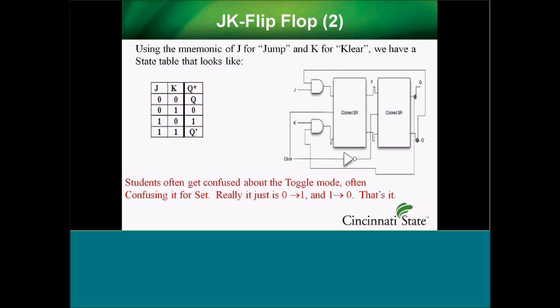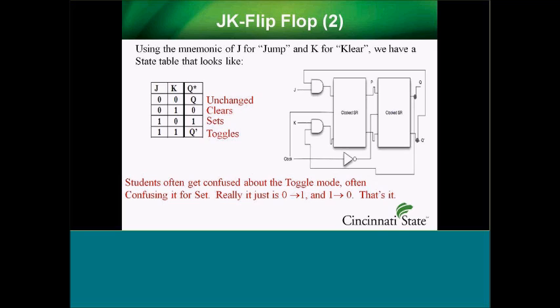So basically, the J and K, some people use the mnemonics J for jump and K for clear. They didn't want to use set and reset. But this is the basic state table for what you end up having. When they're both zero, you've got an unchanged state: Q star equals Q. When the K goes high, it clears. When J is high, it sets. And if they both are high, it toggles.